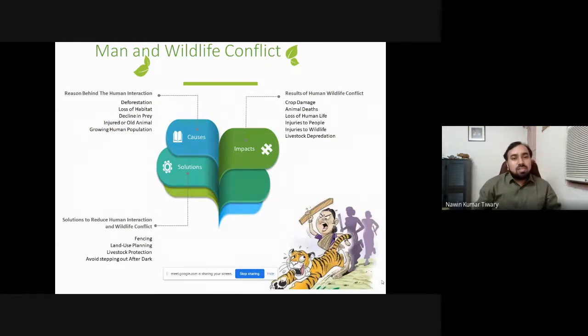So these lions were actually coming into the animal dens and lifting their cattle. And because of that, the cattle owners were turning enemy towards the lions, and they were killing lions at first sight. So he designed a very innovative way.